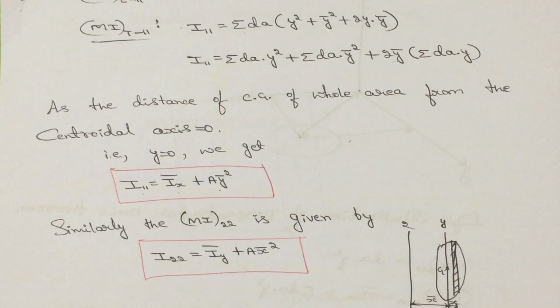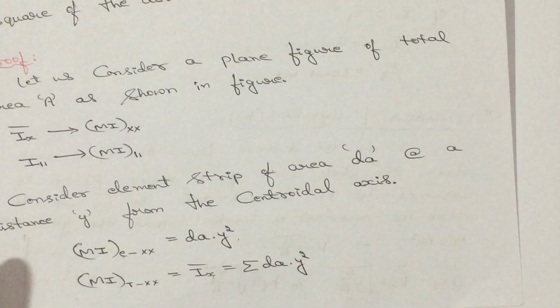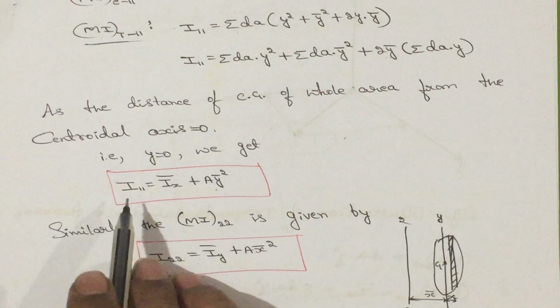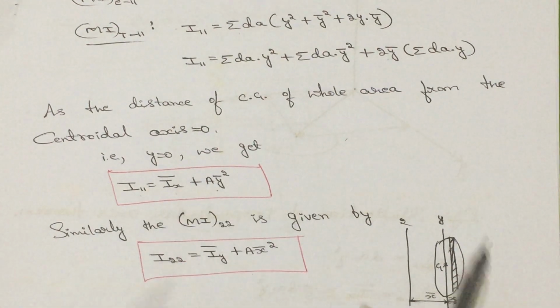Summation of dA into y square. Here we already have Ix bar is equal to summation of dA into y square, that is Ix bar. So, it will become I11 is equal to Ix bar plus A into y bar square.